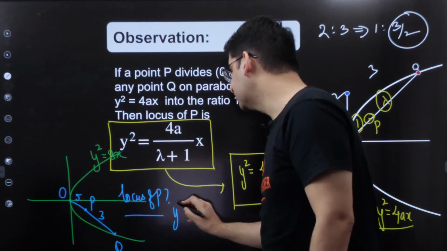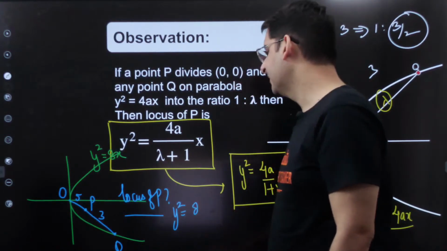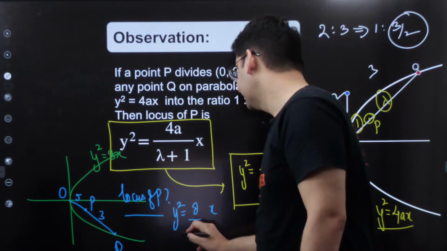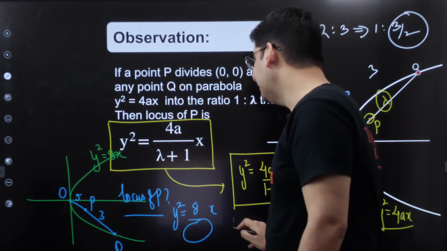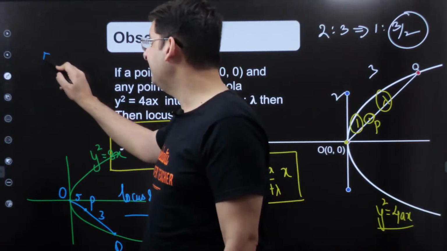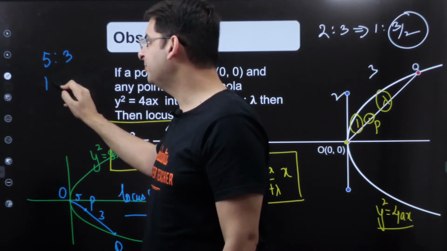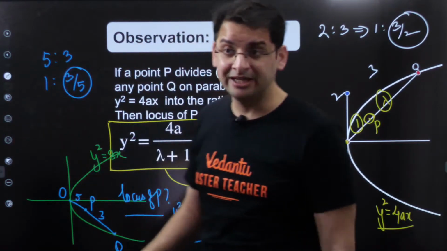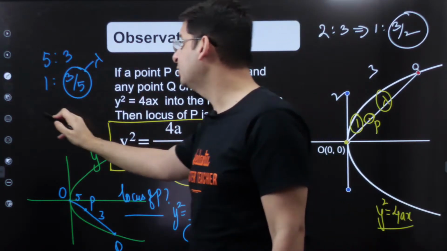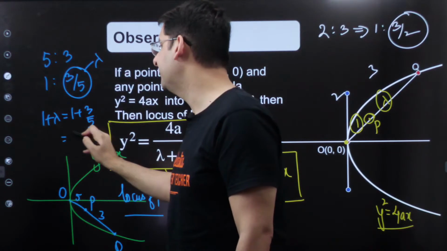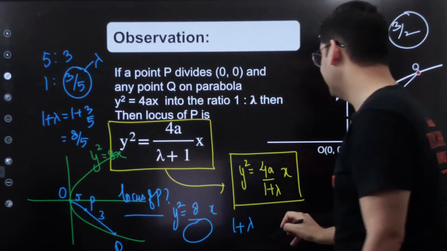So the equation is going to be y square is equal to 8 upon 1 plus lambda. Now all I need to do is find lambda. Now the ratio is 5 is to 3, or this can be written as 1 is to 3 by 5. So lambda is going to be 3 by 5. So 1 plus lambda is going to be 1 plus 3 by 5, that is 8 by 5.